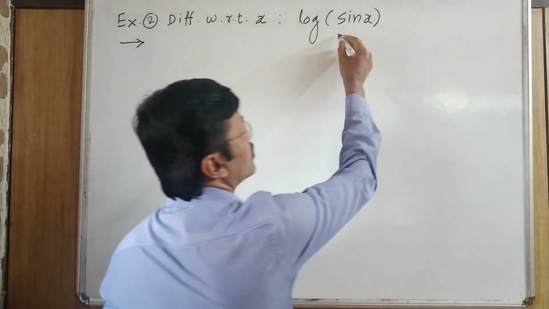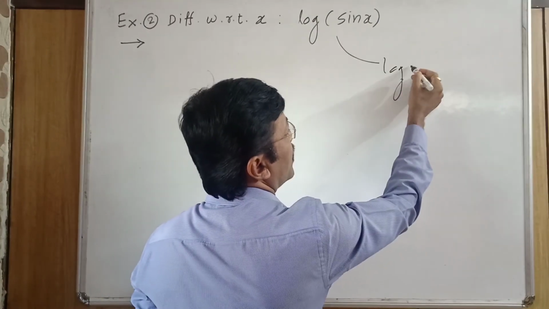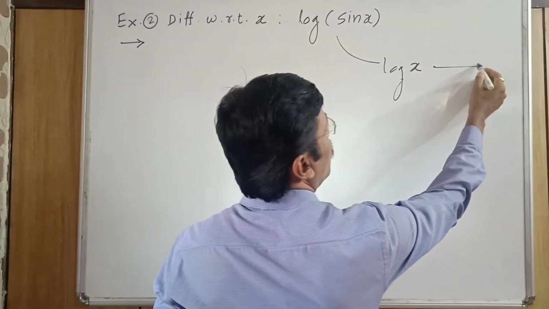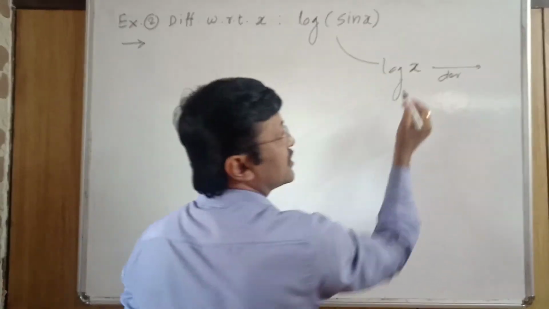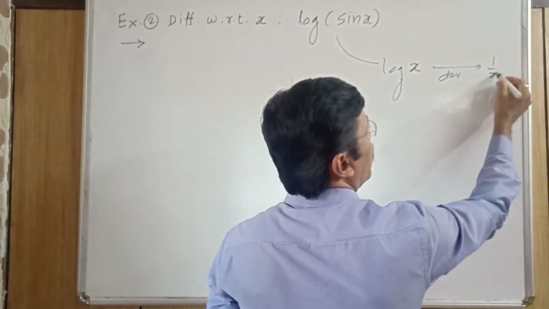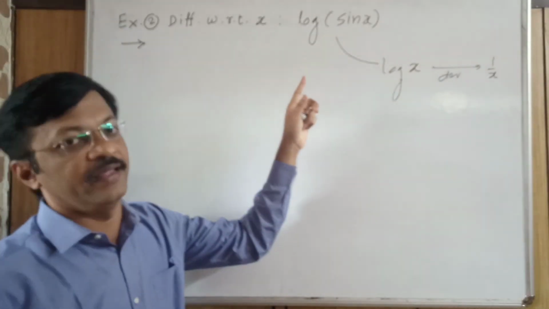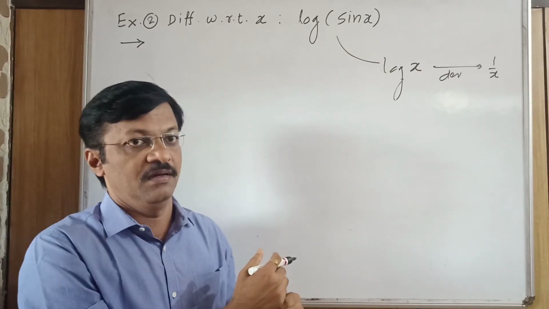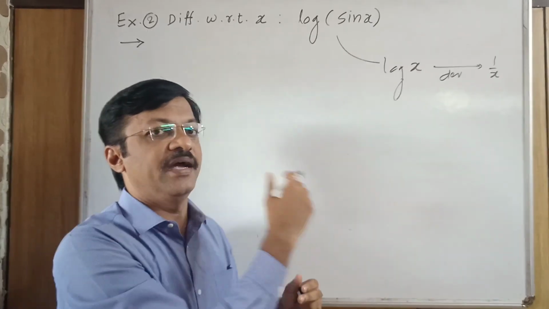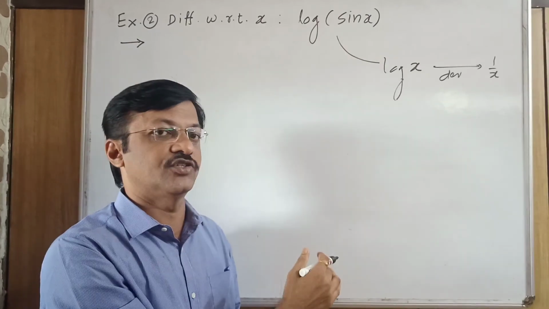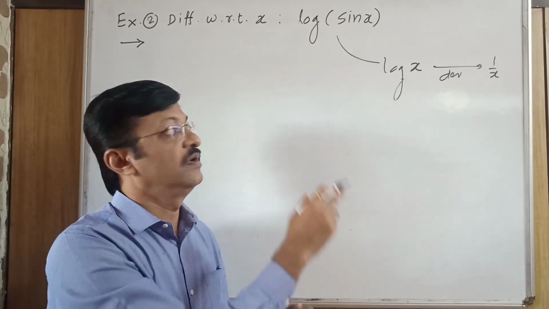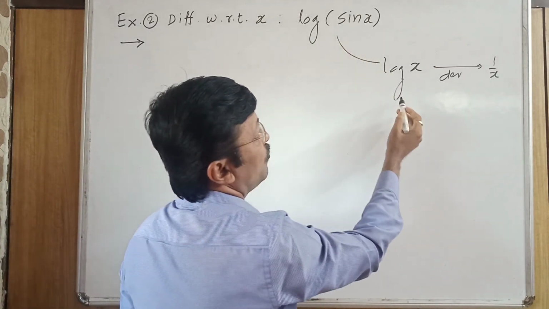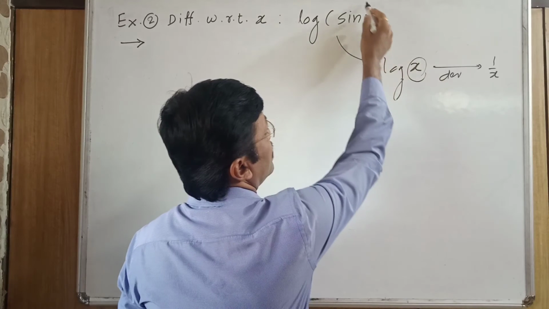Log of sine x looks like log x, whose derivative you must know. Derivative of log x is 1 upon x. So derivative of log of sine x should be 1 upon sine x in the first part. After that, we have to multiply it by d by dx of the replacement of x while comparison is done. So when you compare these two functions, x is replaced by sine x.